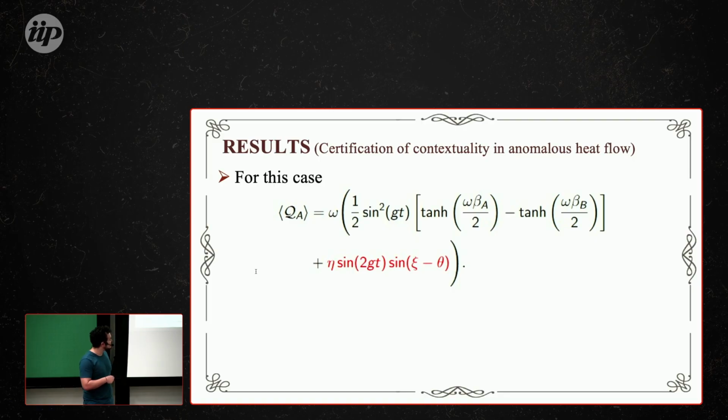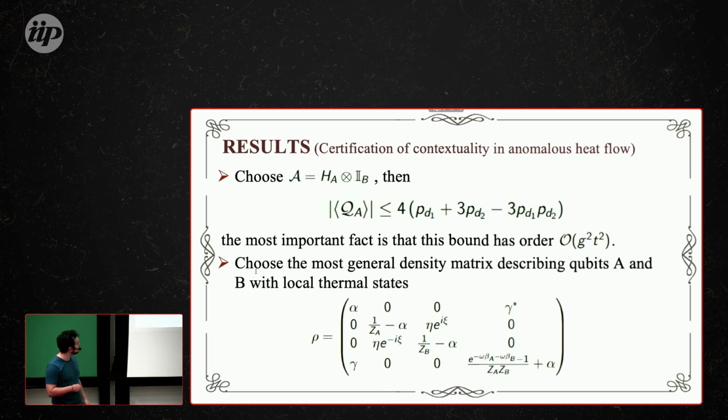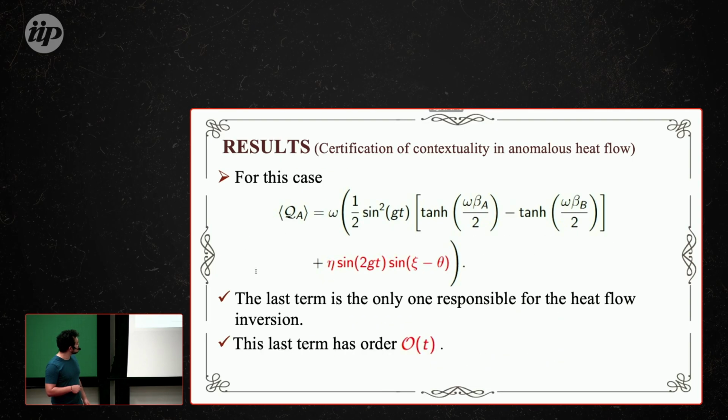The important thing here is that this term is also proportional to t linearly, and we have the non-contextual bound inequality that says that if you have a linear term of the heat, for small enough t we can violate the bound, because the bound is quadratic. Just remember that. So this last term, which is responsible for the heat flow, is the same term that violates the non-contextuality bound. So this term is responsible for the contextuality signature.